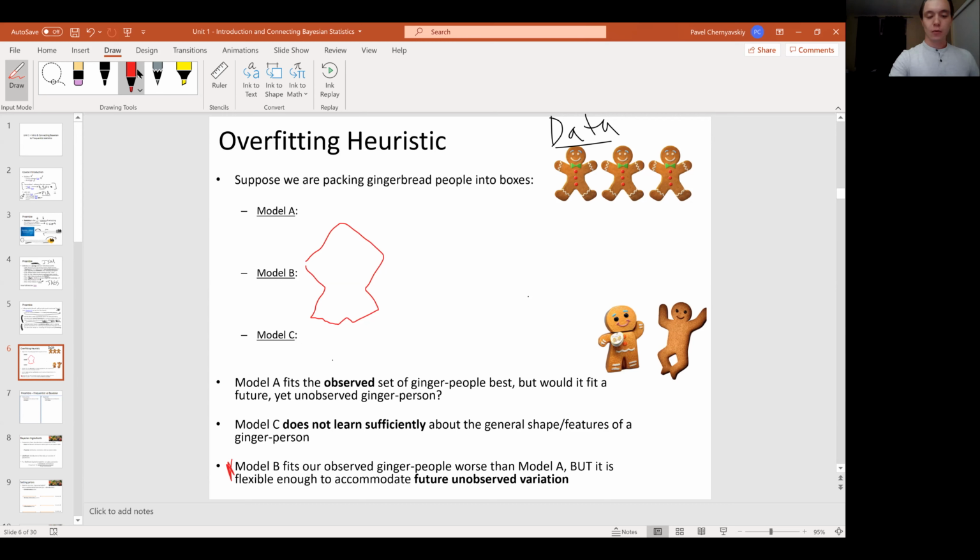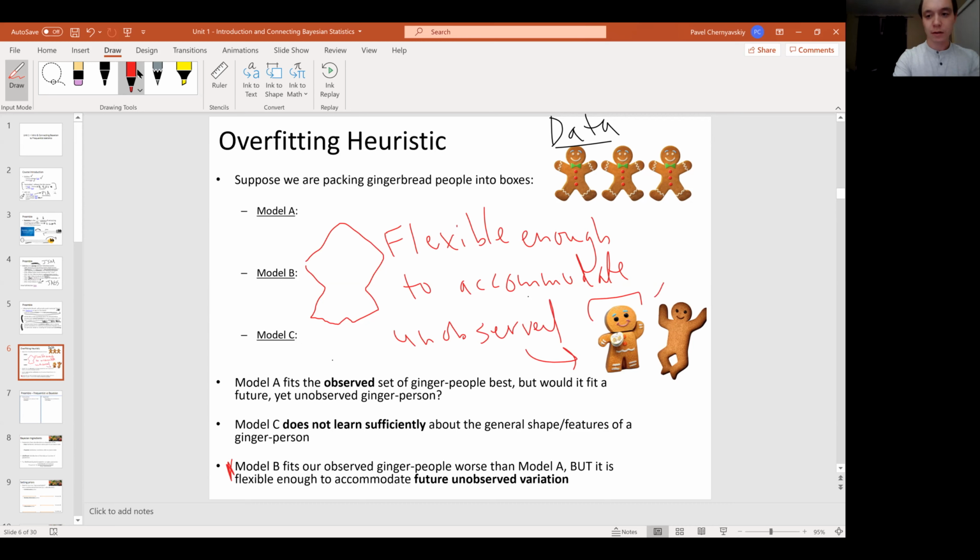So we're talking about making a model flexible enough to accommodate, that's a tough word with a stylus, unobserved data. Unobserved ginger people, like these two. These would break if we put them into model A, although model A was best fitting. Model C, we can put anything in there, but we can do better than model C.